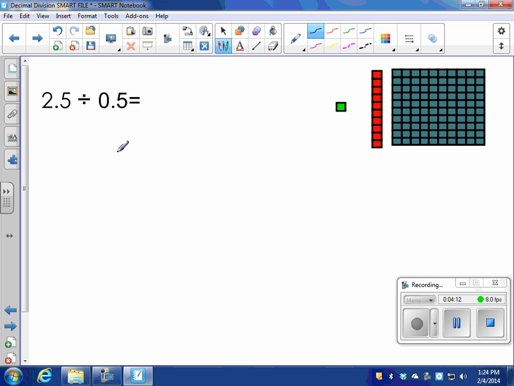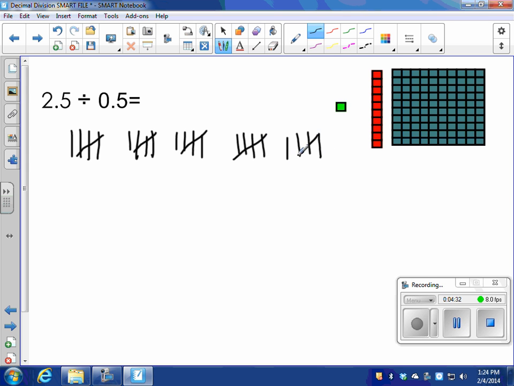So I'm going to draw this out so you can see how we would do it without having our handy dandy model. So 1, 2, 3, 4, 5. 1, 2, 3, 4, 5. So that's 10. 13, 14, and so on, up to 25. So I took my 2 and 5 tenths and I traded it in for all tenths. So I have a total of 25 tenths and I divided it up into groups of 5 tenths. So my answer is going to be the whole number 5 because I have 1, 2, 3, 4, 5 groups.